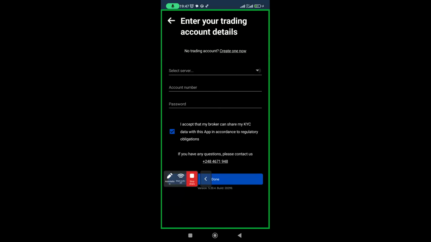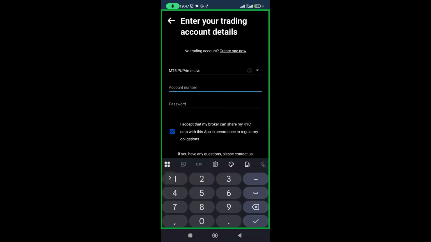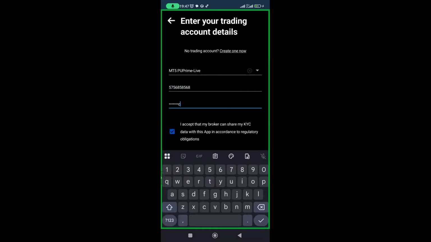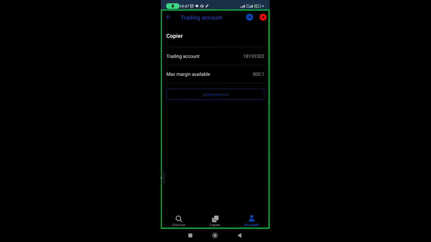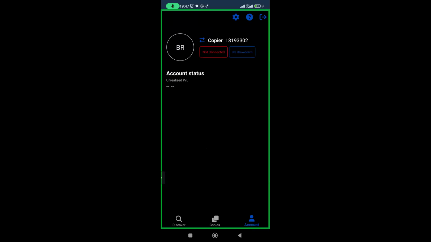So now you select your server. Let's say your server is MT5 PU Prime Live. You type in your MT5 number. After you must have typed in the number, you type in the password. Once you type in the password, you have to click on Done. Once you've clicked Done, the next thing for you to see is your account interface.